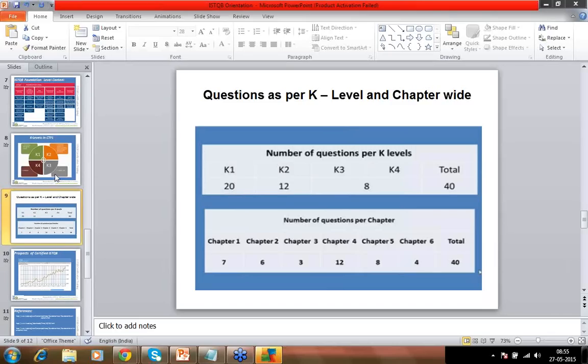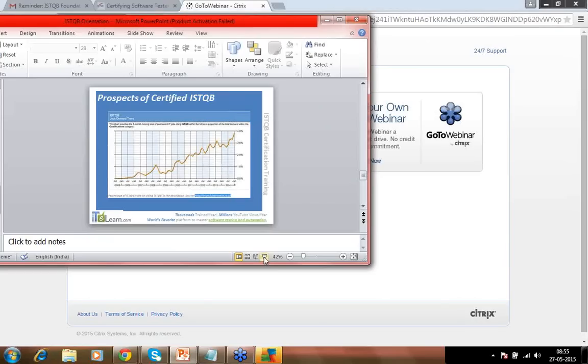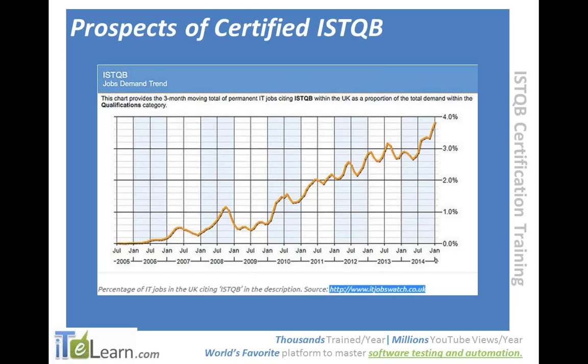So this is about the syllabus, K levels, and the questions at each category. Now, what are the prospects of getting certified? I could get this on the internet with respect to the UK. This is the percentage of IT jobs in the UK citing ISTQB in the description. itjobswatch.co.uk is the source, and I could get data from 2005 up to 2014. You can see the rise in the graph, basically how people prefer ISTQB professionals.